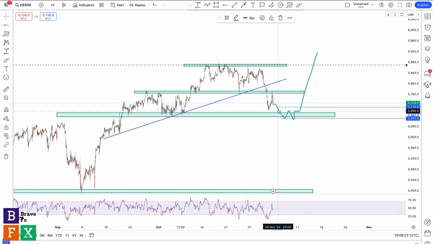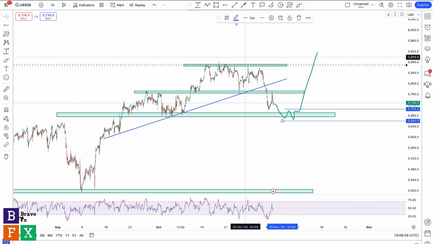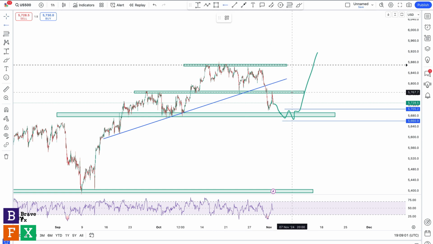So more or less something like this, right? So my entry is going to be at a break of that consolidation. Stop loss is going to be underneath the consolidation, and first take profit target is going to be around this area of value. Second one is going to be around this resistance level. So this is how I'm going to go bullish on US500 if we do get a reversal from this area of value. So if we don't, then here comes my bearish case scenario, right?